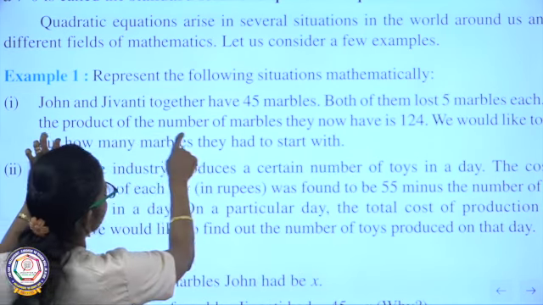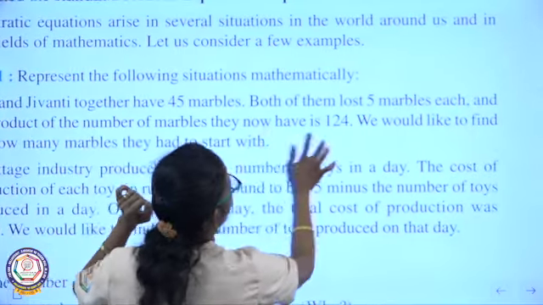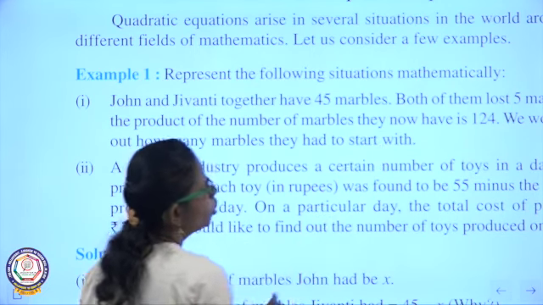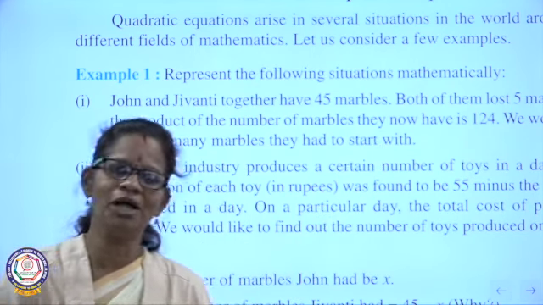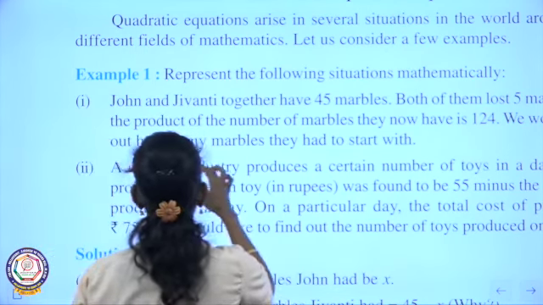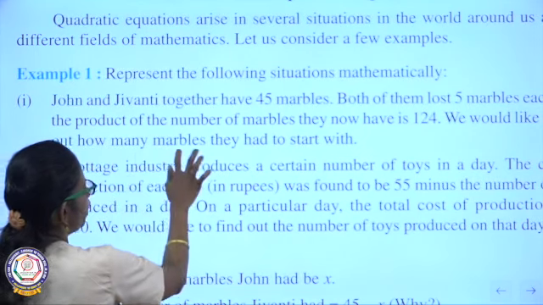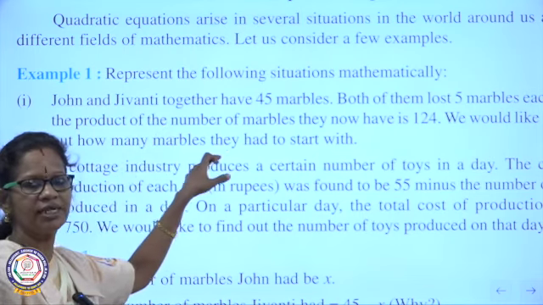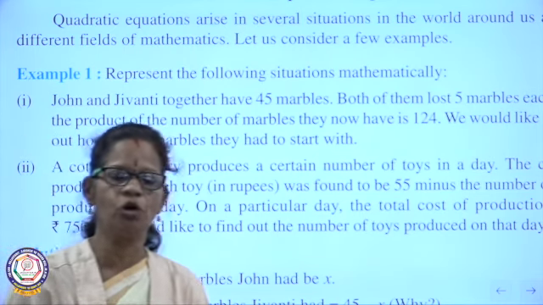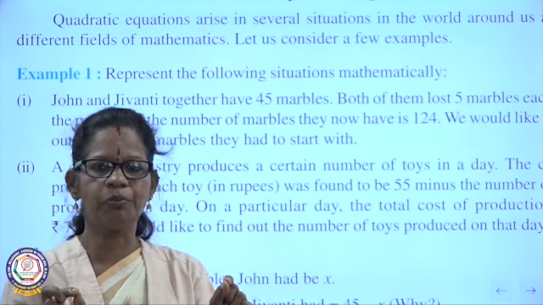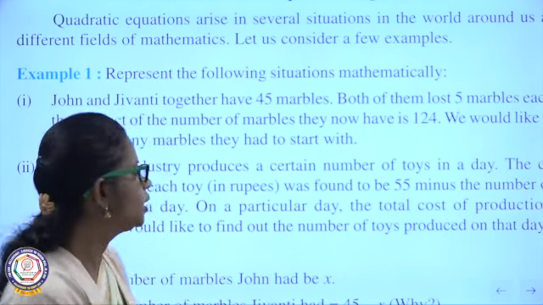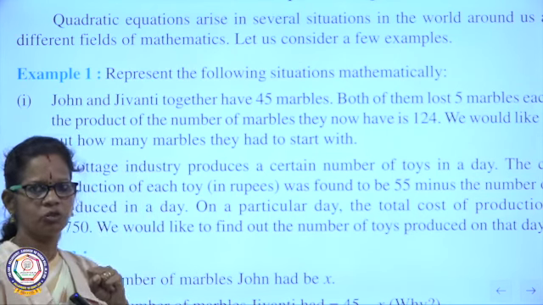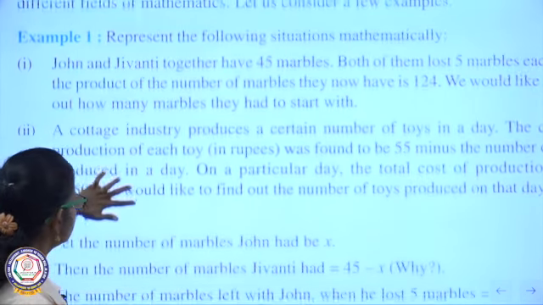the product of the number of marbles they now have is 124. Product means multiplication, right? We would like to find out how many marbles they had to start with. Two names are discussed, but who is having how many we don't know. Whenever nothing is given in that part, you have to consider it as a variable. Here either John or Jivanti, you can consider as a variable x.